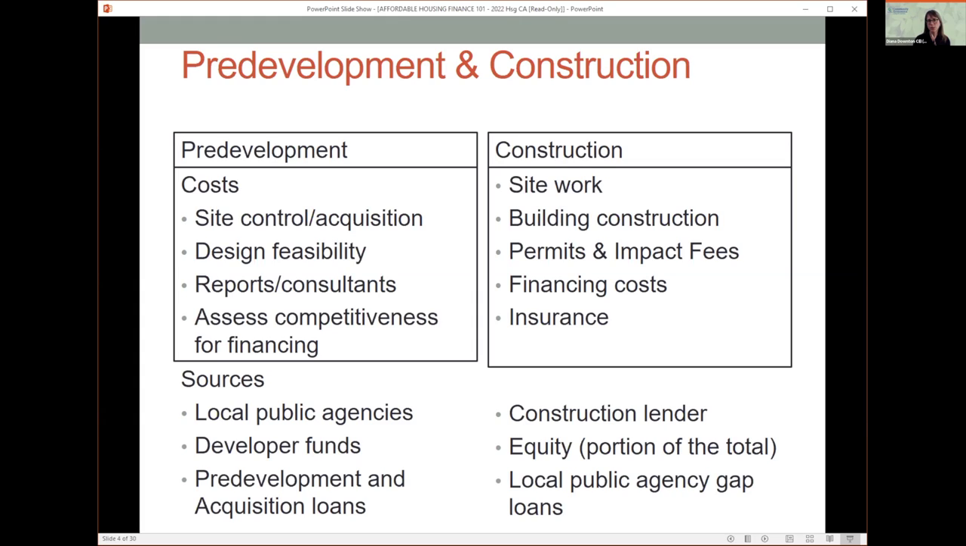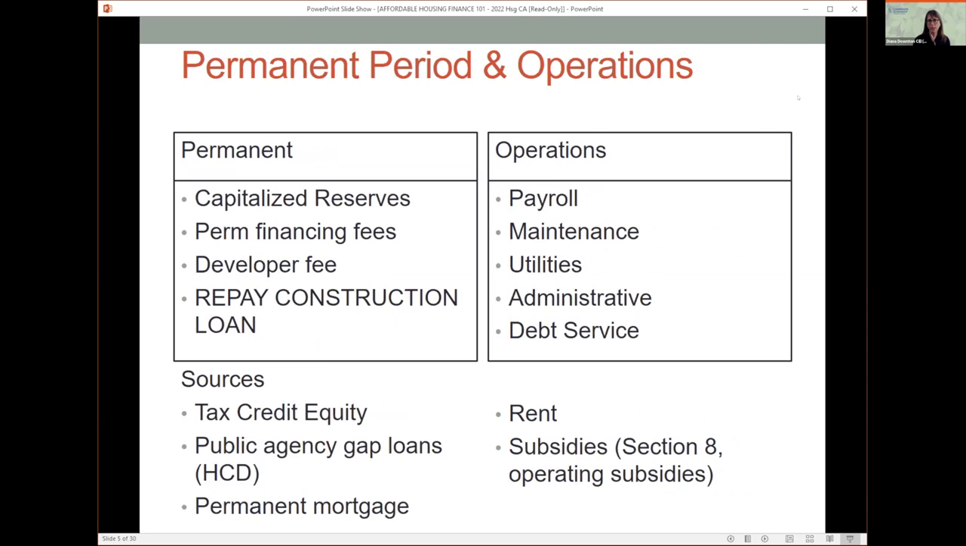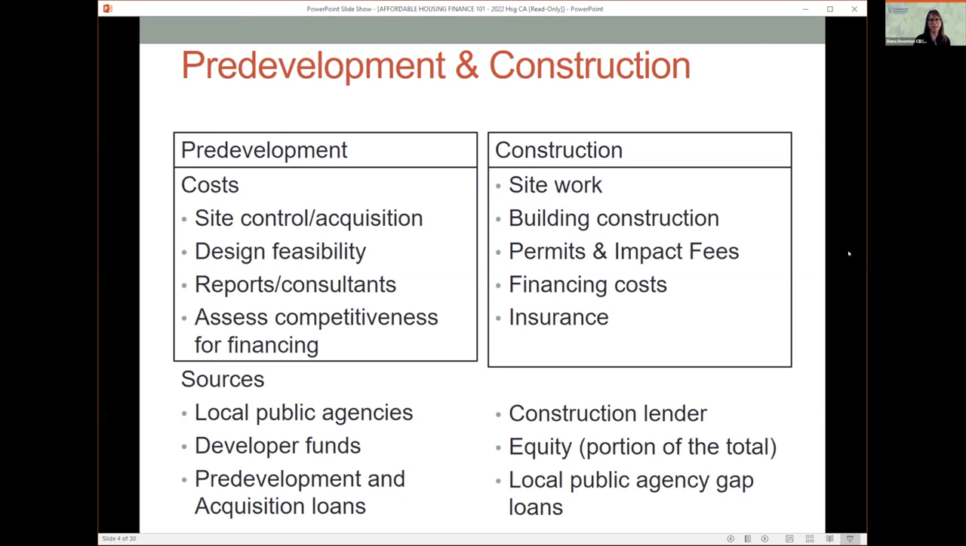During construction, typically you also will receive approximately 10% of your tax credit equity. So you will have a chunk of your tax credit equity available during construction. And then you may also have some local funds available from your city or county that can be available during construction to pay for construction costs.